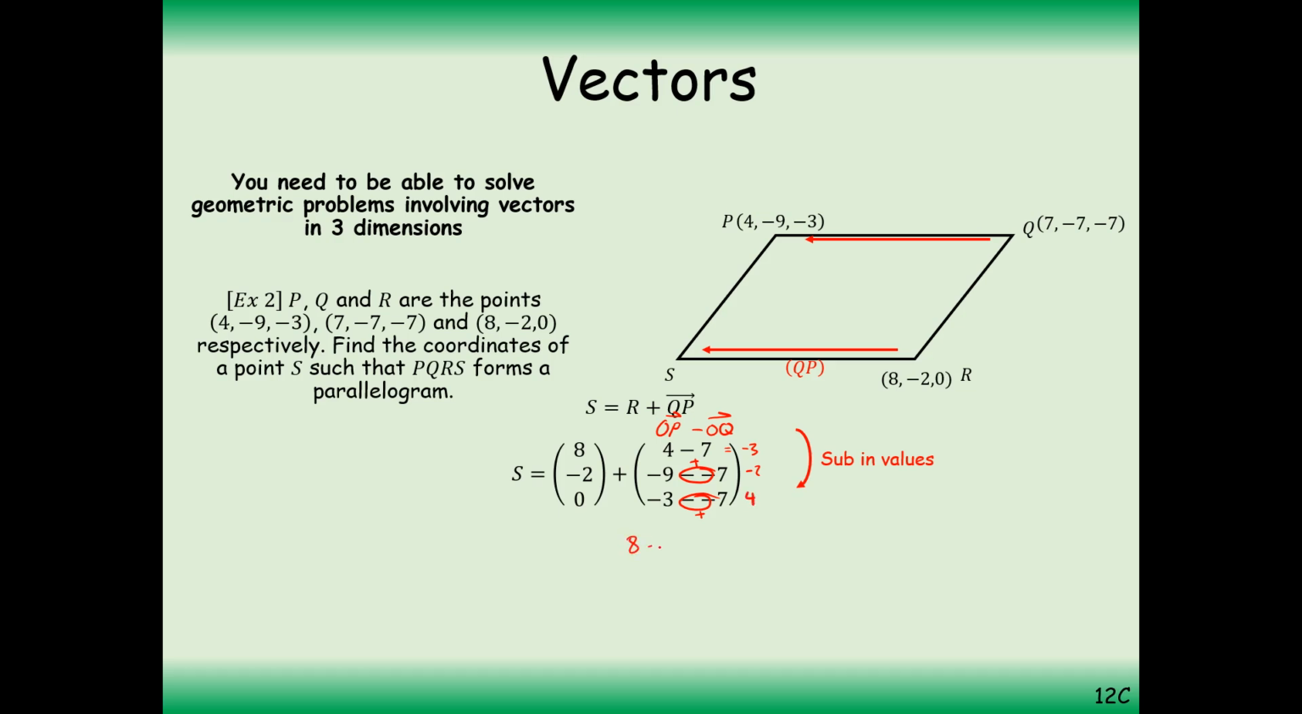Taking 8 and subtracting 3 from it will give us 5. Starting with minus 2 and taking away 2 from it will give us minus 4. And starting with 0 and adding 4 to it will give us a positive 4. If you remember correctly, what we found in the previous slide was exactly the same numbers.